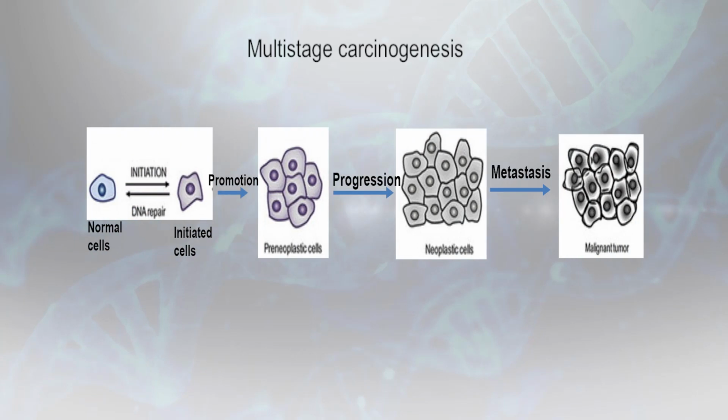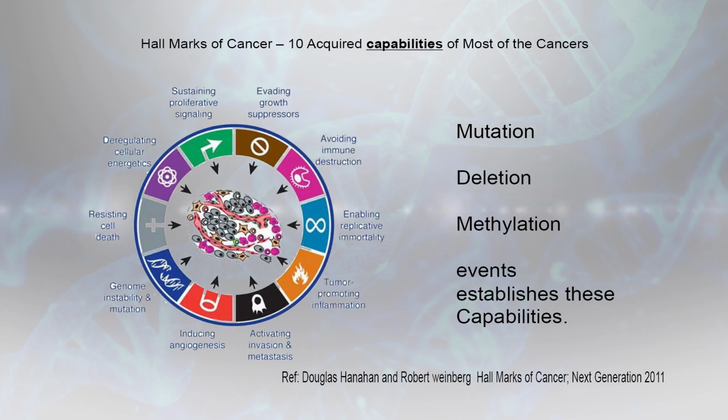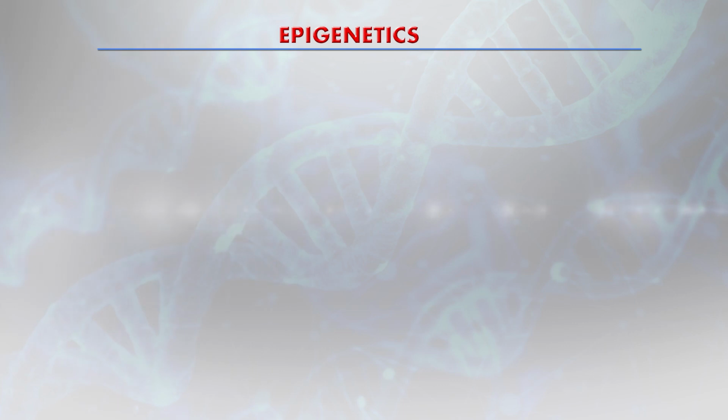The normal cells go through a multistage carcinogenesis process. Carcinogenesis is initiated, then promoted, then multiplies to progression, and then metastasis, where it goes to multiple sites. This multistage carcinogenesis takes around 15 years of time for development, but during this development, all epigenetic factors play a role in the alteration of gene regulation. So coming to epigenetics.